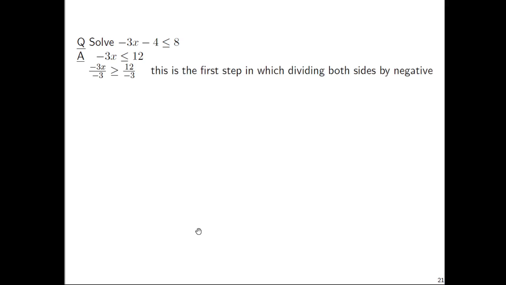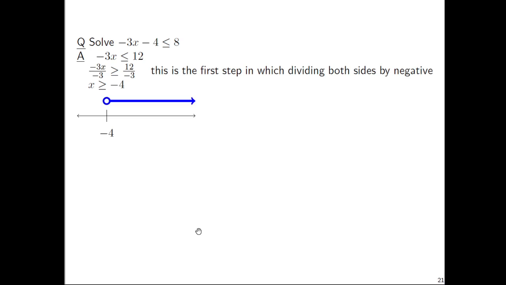Let's try this: -3x - 4 ≤ 8. We can add 4 to both sides and have -3x ≤ 12. For the next step, I'd like to be really careful and show a little more work than maybe most people want to. I'd like to show the step of dividing by -3 on both sides. That's the first step in which you divide both sides by a negative, and it's the step that needs to have a flipped inequality symbol. So simplifying each side, we'll have x ≥ -4.